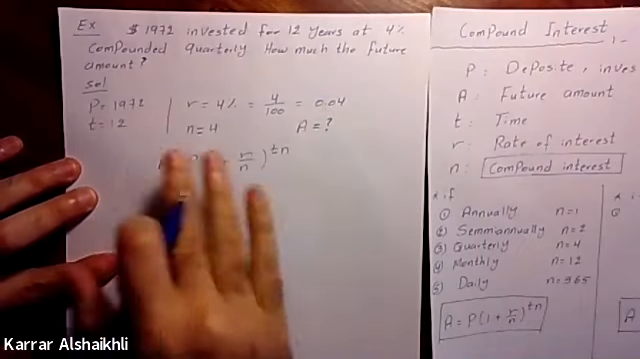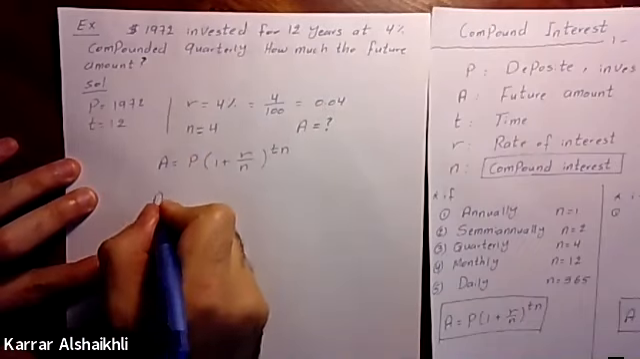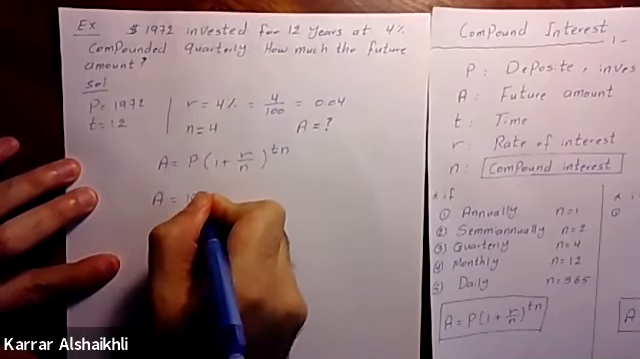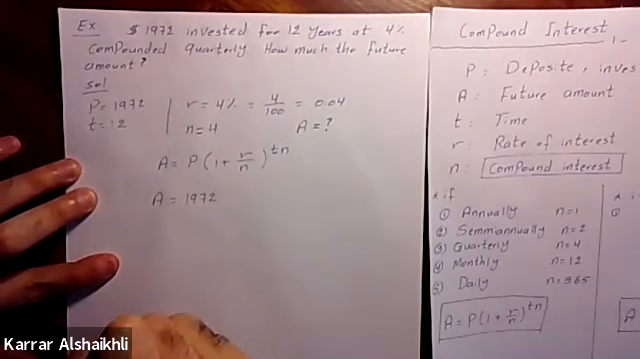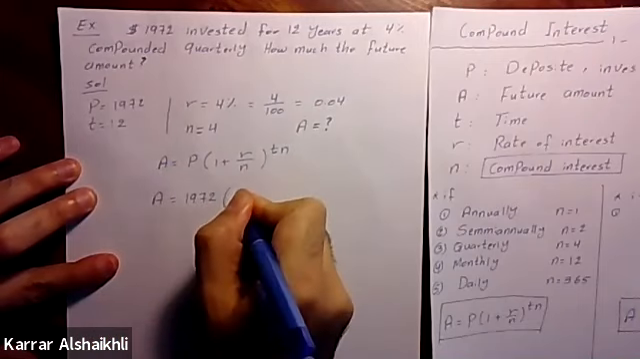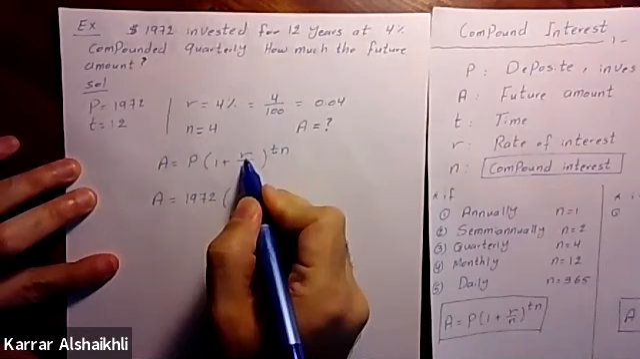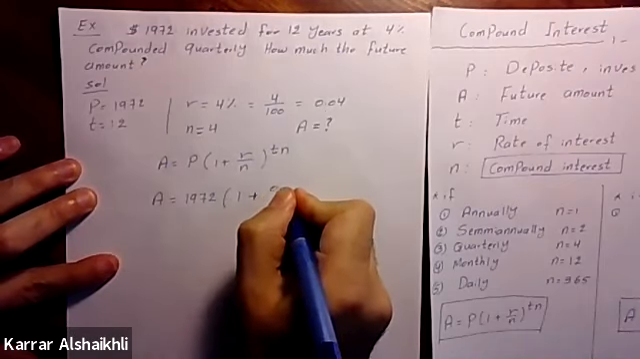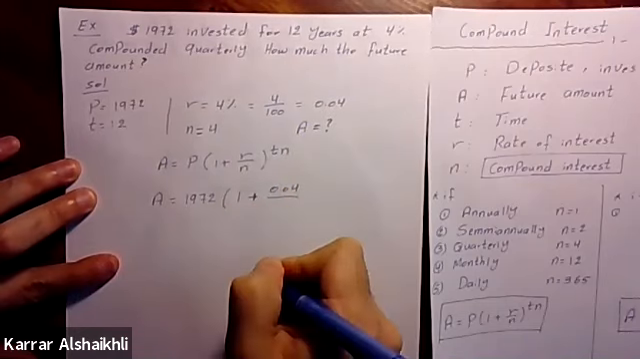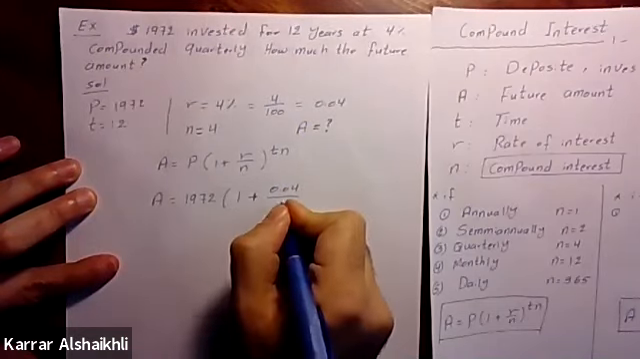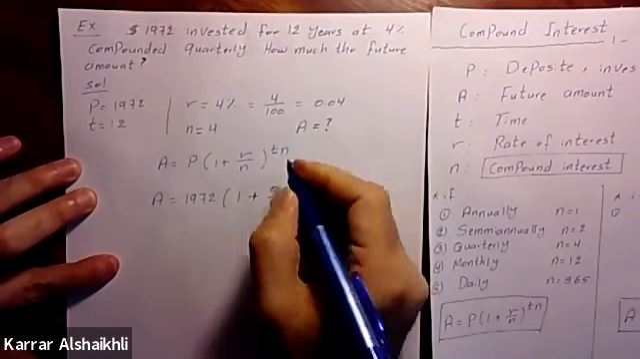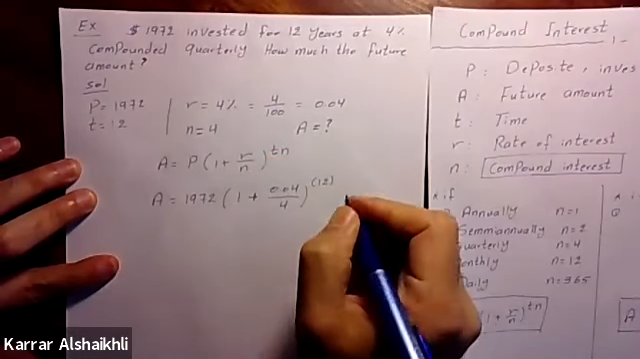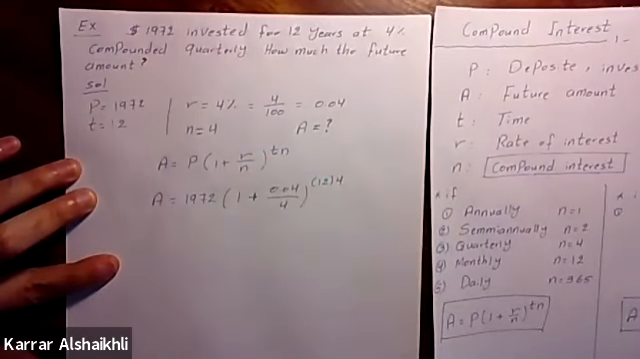So I'm going to plug in all this information here. Here is the future amount, the deposit or the invested 1,972, open parentheses, 1 plus the rate, which is 0.04, over n, which is 4, the time is 12, t times n, so 12 times 4.